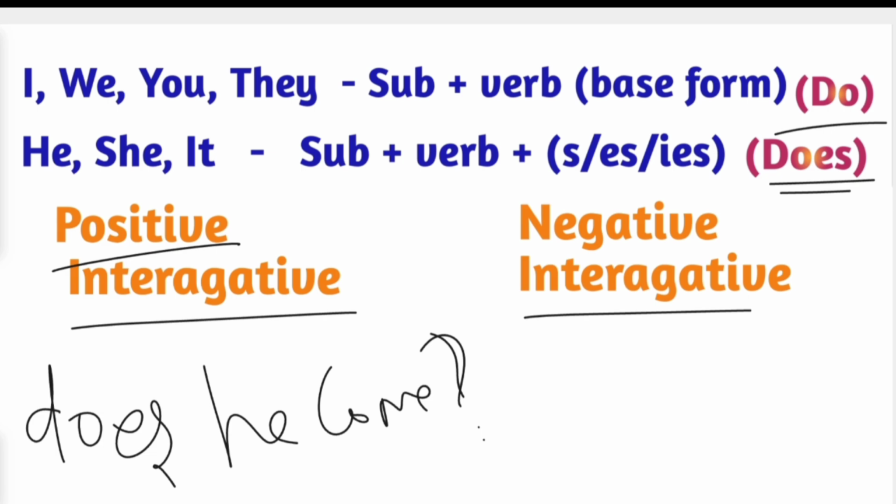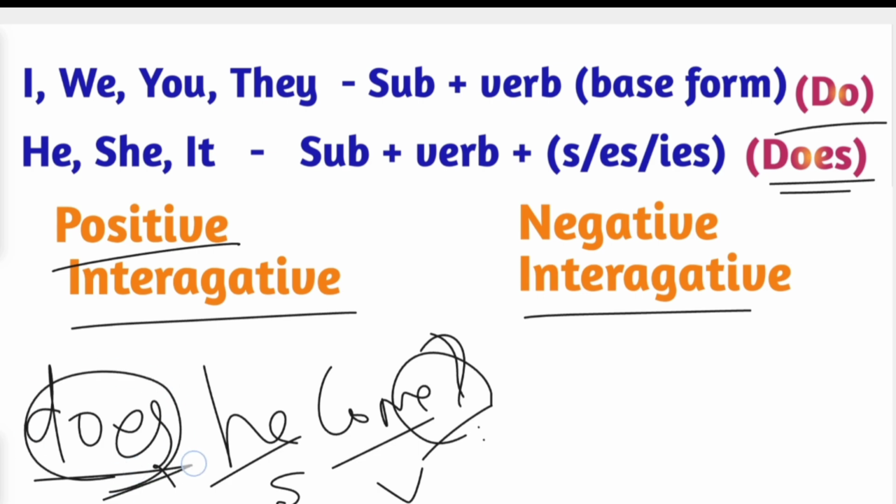This is the positive interrogative. It starts with the auxiliary verb, then subject plus verb. Here the verb does not contain s because does already carries the s. In a sentence, only one place will have s. So if you use does, you cannot use verb plus s. That's it. Okay. Does he come?